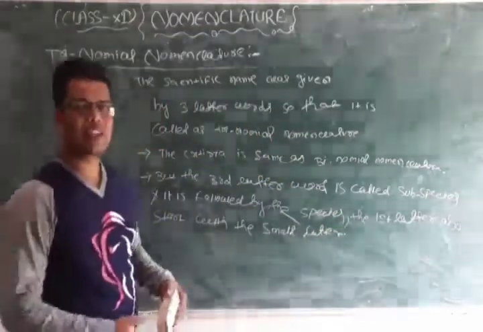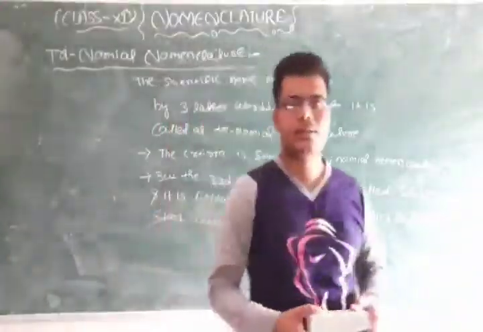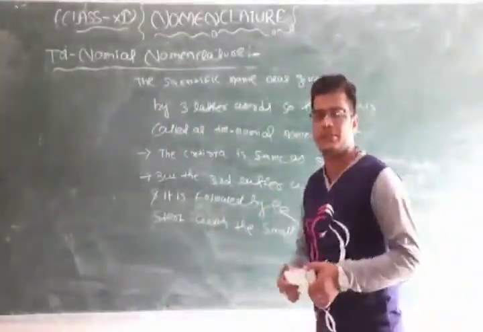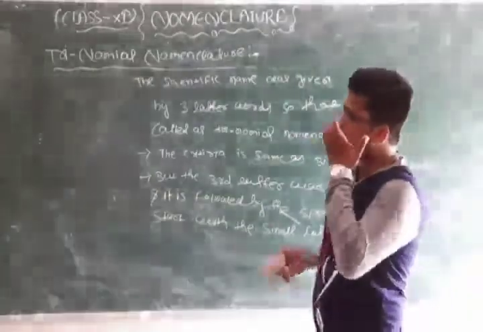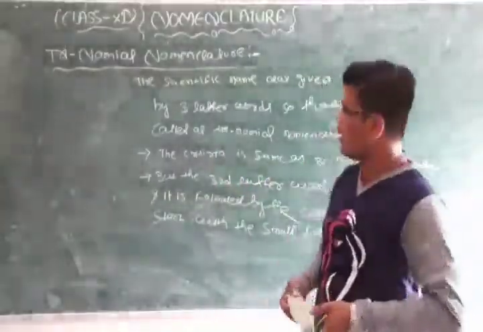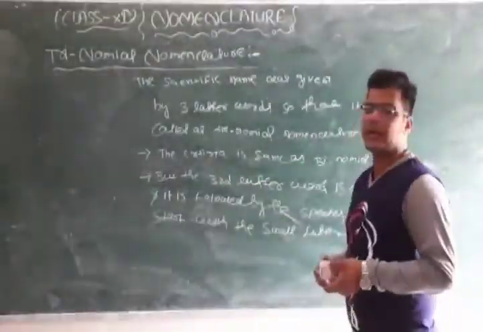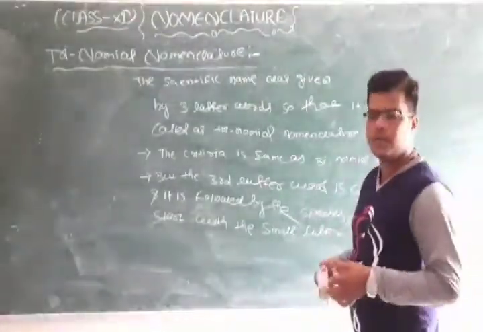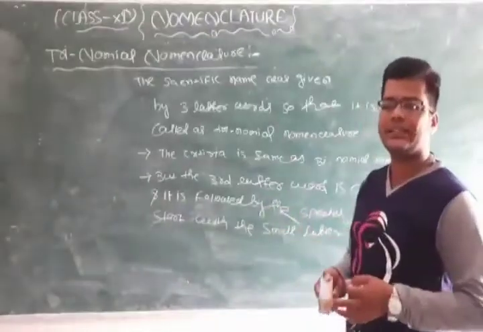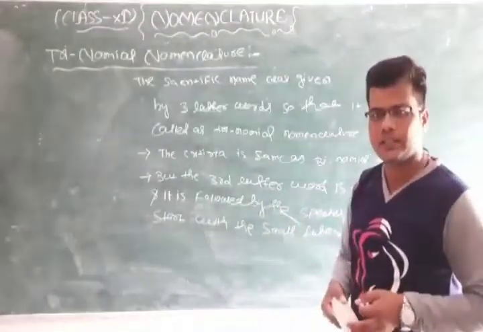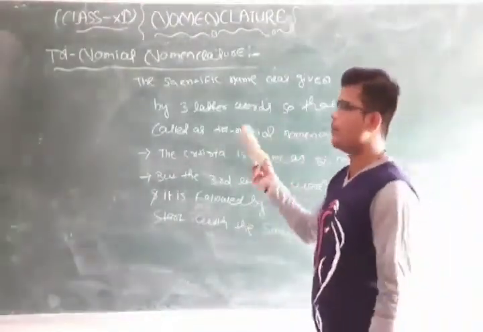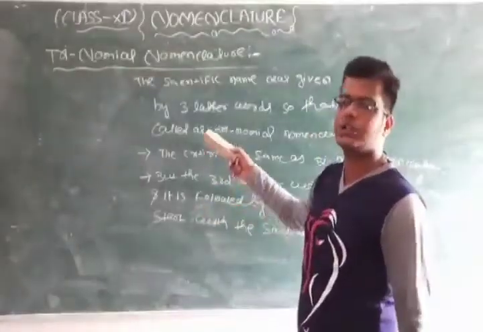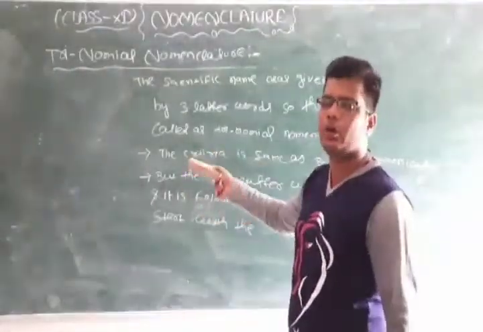Due to some variation viewed in some animals or organisms, we started the naming system that is called trinomial nomenclature, and because it is given by a 3-letter word, it is called trinomial nomenclature. The criteria is same as the binomial nomenclature, but there is one word that is called subspecies, and it is followed by the species.